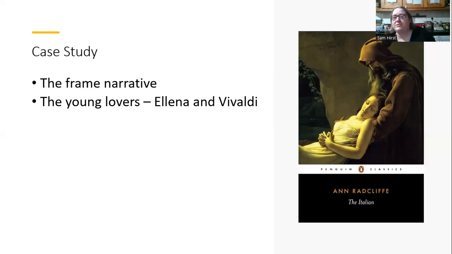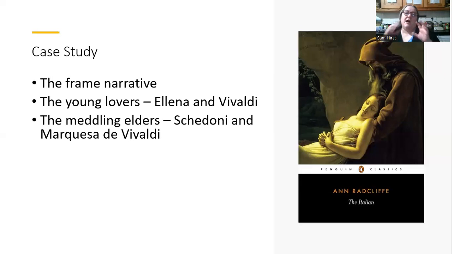She is of a lower social status than him, and his family is not happy about this connection. Now, there are two particularly meddling elders in their relationship: the monk, the confessor, Schedoni, and Vivaldi's mother, the Marchesa de Vivaldi. So they work together to separate the pair. Now, this goes from using fake ghosts to warn Vivaldi off, to kidnapping Elena and locking her up in a convent, and even putting Vivaldi in the Inquisition.